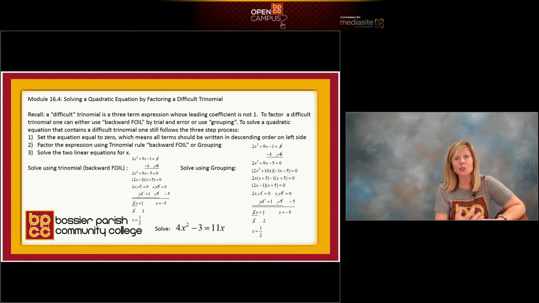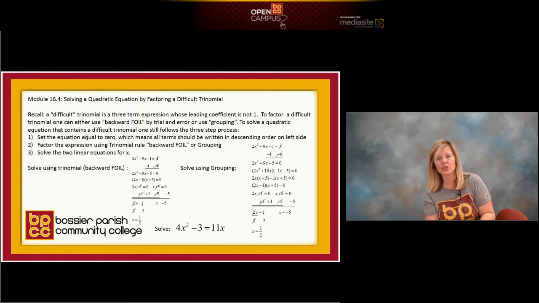You had two options when we factored a difficult trinomial. I've already taught you how to factor it doing backwards FOIL, which is by trial and error, or I taught you how to use the grouping method. So now let's apply that knowledge and solve a quadratic equation that contains a difficult trinomial.